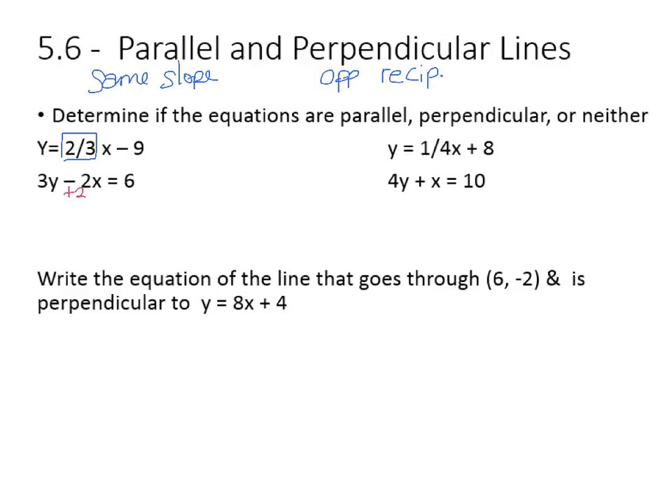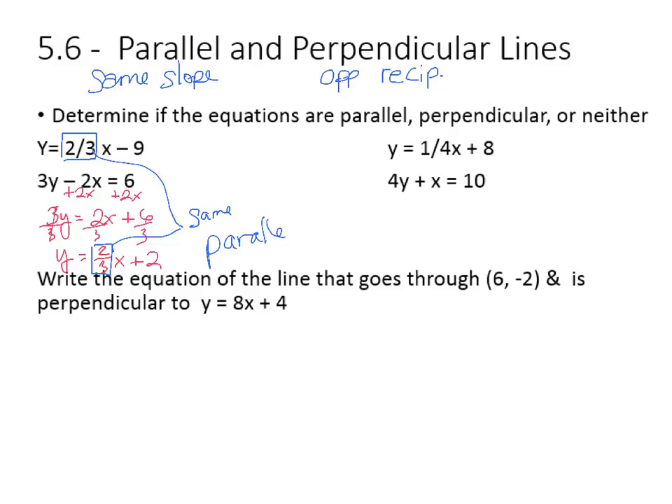I'm going to add the 2x. Put the x before the number so it looks like mx plus b. Divide by 3. Y equals 2/3 x plus 2. And now the slope of this one is 2/3. So when you look at those, you should say, oh look, that's the same. So what do you think? Parallel, perpendicular, or neither? Well, if it's the same slope, then they are parallel.